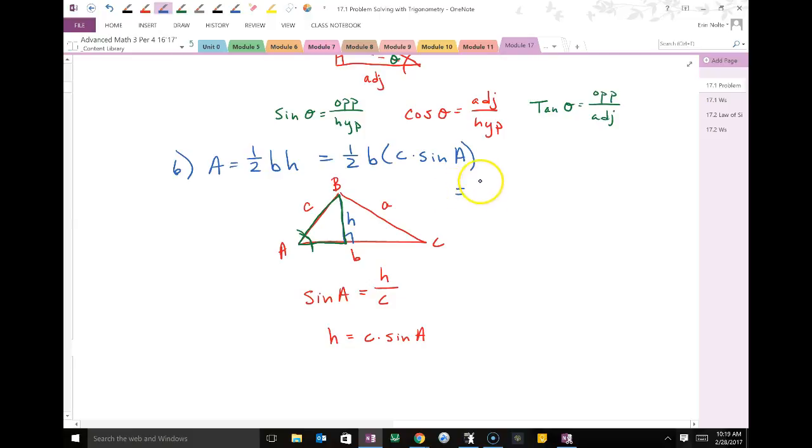Okay, so write this down in your notes. The area of a triangle is 1/2 times B times C times the sine of A. Don't you love it when life is made easier by math? It's so cool.